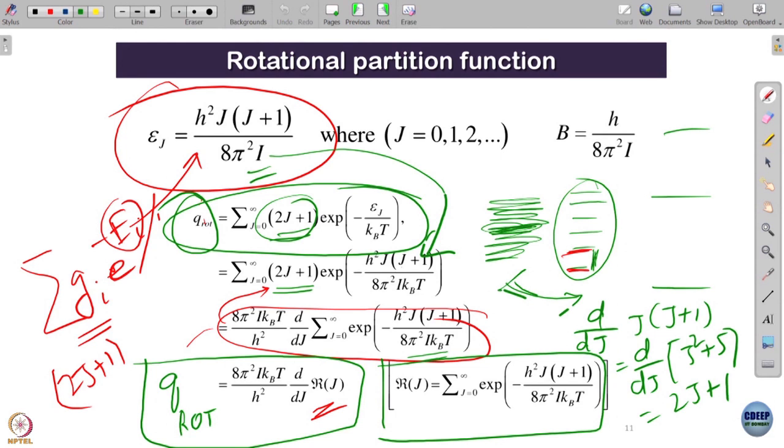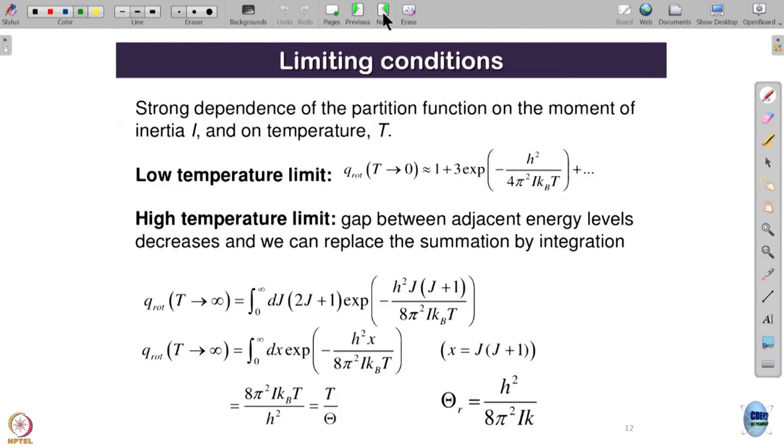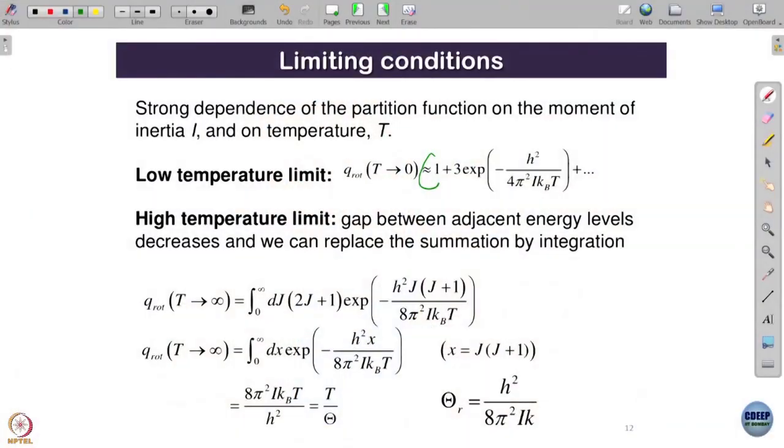2 by this term over kBT survives, and the next one, J equal to 2, becomes 2 into 3, which is 6. But then T is small, so the exponent is large, and the larger J terms get cancelled. At low temperature it is enough to keep one term: J equal to 0 comes with 1, and J equal to 1 is enough. So you get this quantity.